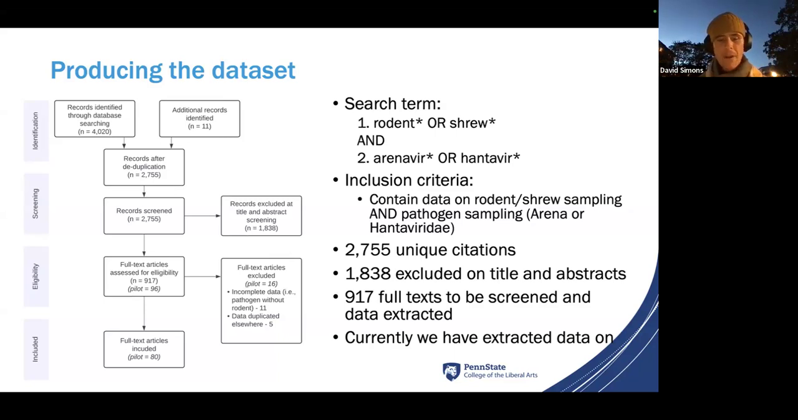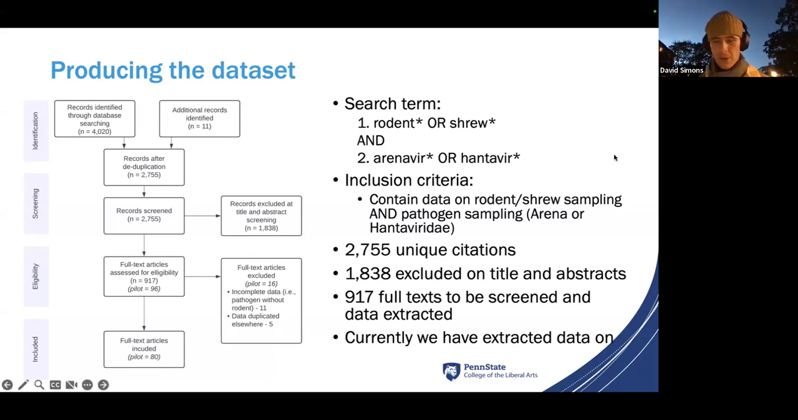We have a very loose inclusion criteria, which has meant that unlike Lambo's talk earlier with maybe 6 studies relevant, we've got 917 just on the initial screening stage at the moment. And that was narrowed down from nearly 3,000 after deduplication.